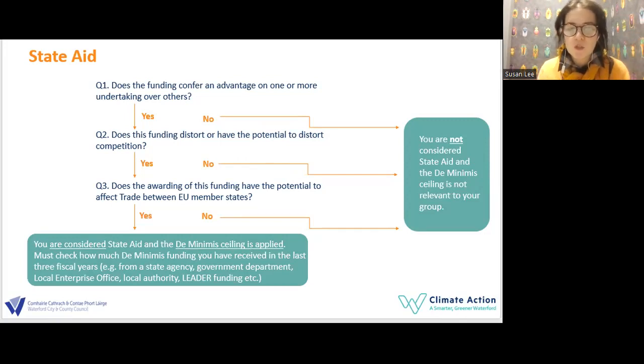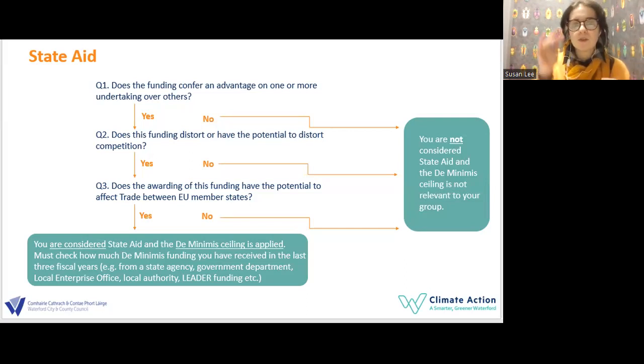So if you tick yes, then you have to consider question 2. Does this funding distort or have the potential to distort competition? So if your economic activity is very localized and you couldn't impact competition beyond your local area, then you select no. If you selected yes, and you think, God, we kind of do, you have to consider question 3 then. Does the awarding of this funding have the potential to affect trade between EU member states? So if the economic element that you're engaged in does not and could not be traded with another EU country, then you select no. Now, if the economic activity does or could be traded, then you have to select yes.